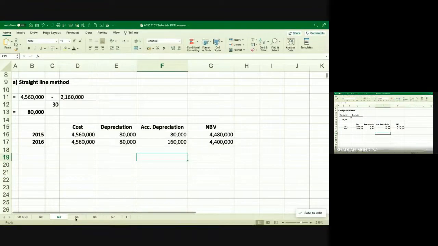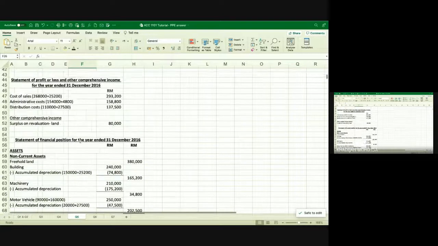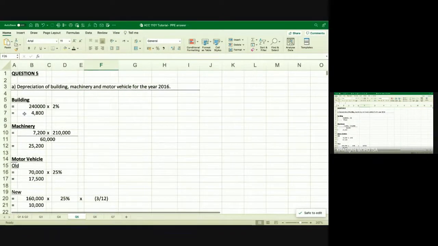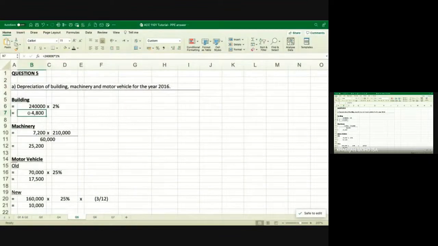Where is question number 5? So you compute the depreciation first. Building 240,000 times 2%, so you get 4,800. So 4,800 is the depreciation for building in the year 2016. So you have not provided that yet, yeah? So you're going to journalize this entry later.